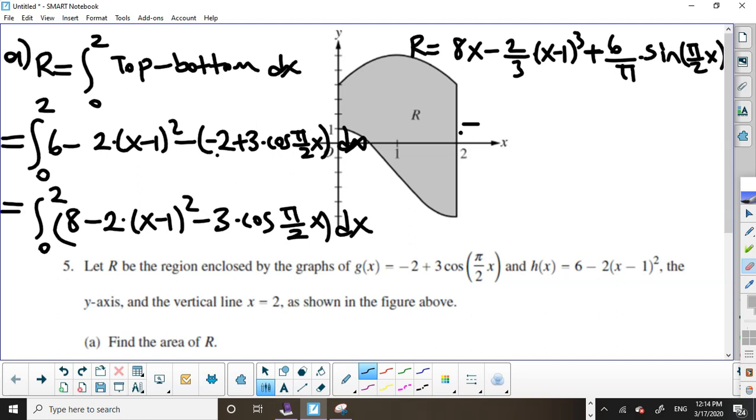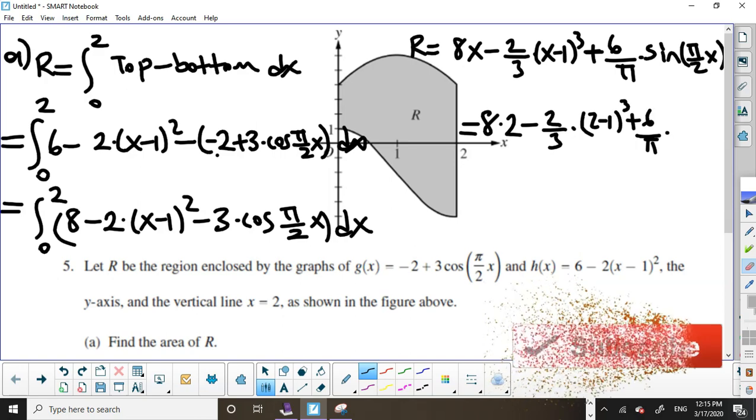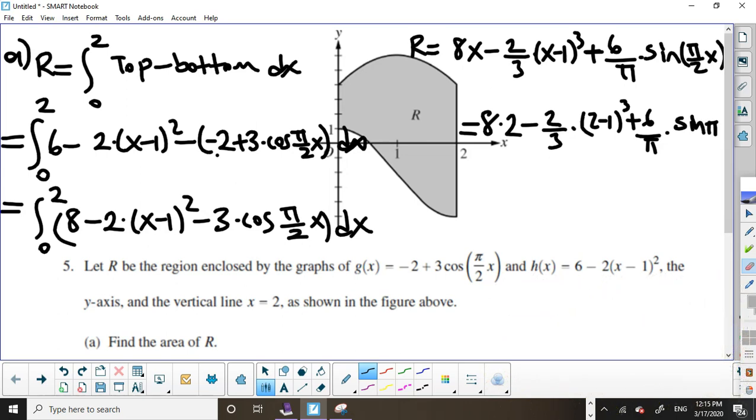So first, let's substitute 2. We get 8 times 2 minus 2/3 times (2 minus 1) to the power of 3 plus 6 over pi times sine pi. We're going to calculate this part first. This is equal to 16 minus 2/3, and sine pi is 0, so 0 times 6 over pi is just 0. So we got this part, 16 minus 2/3, which is equal to 46 over 3.